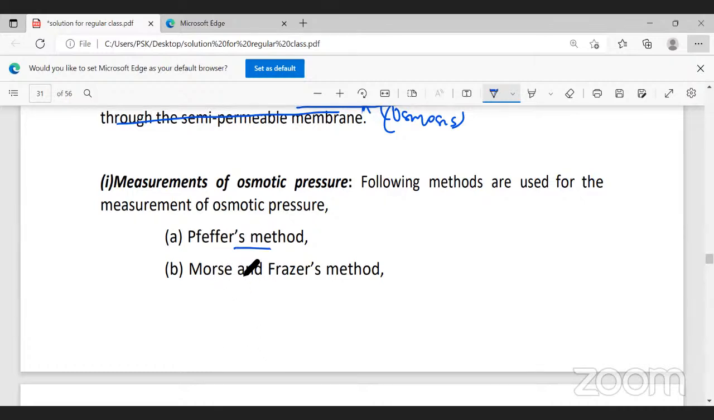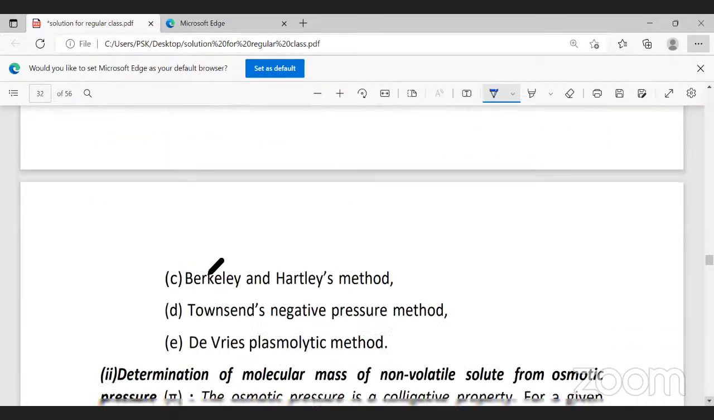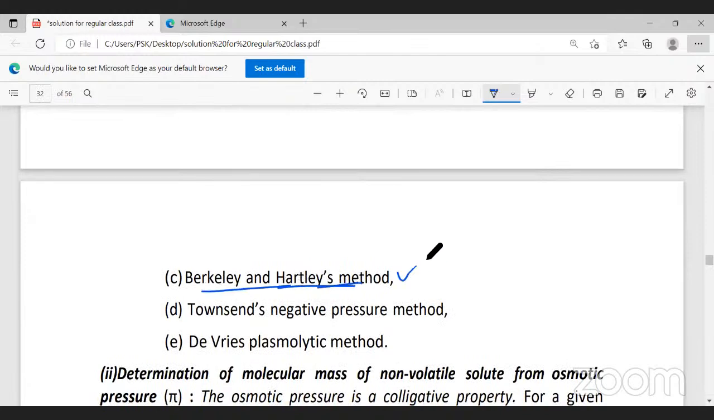Pfeffer's method, Morse and Fraser's method, and Berkeley and Hartley's method. This is important, Berkeley and Hartley's method, because in 11th to 12th standard, they will just mention it. And Townsend's negative pressure method, De Vries' plasmolytic method. There are 5 methods, but remember one method. For competitive exams, you should remember Berkeley and Hartley's method to measure the osmotic pressure.